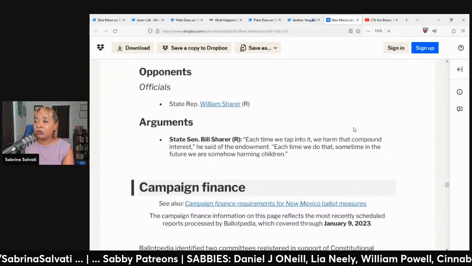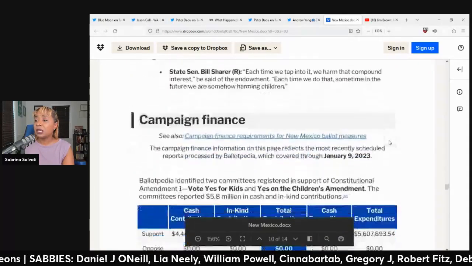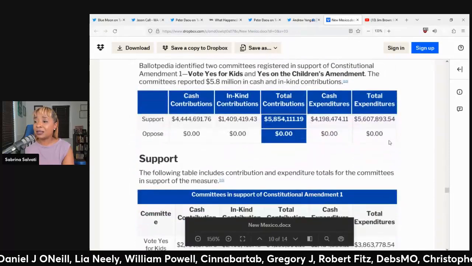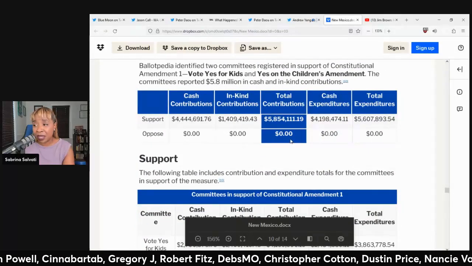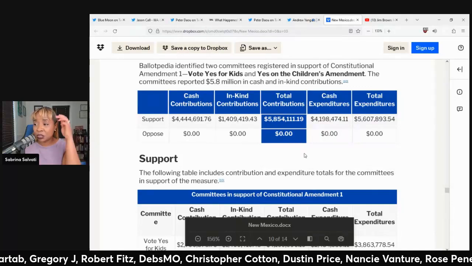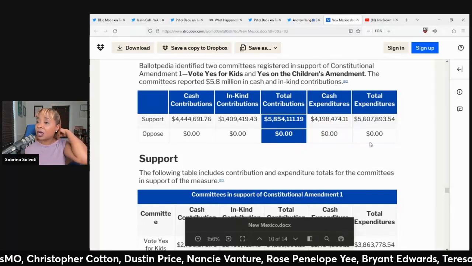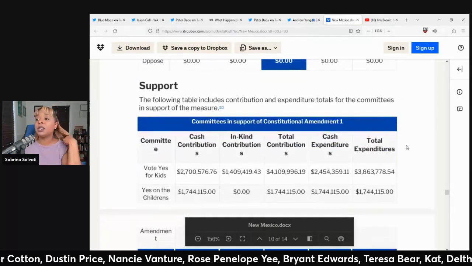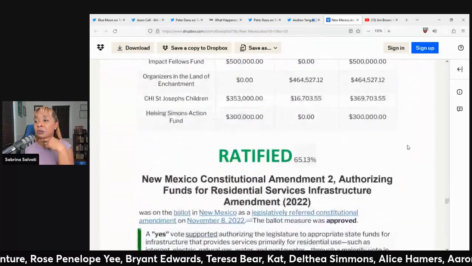Opposition was State Rep William Scherer. He's a Republican. And campaign finance, there was no money, again, spent to oppose this ballot measure or this constitutional amendment, none at all. But there was over $5 million spent to support it. So that was interesting, considering you did have a representative that did oppose it.